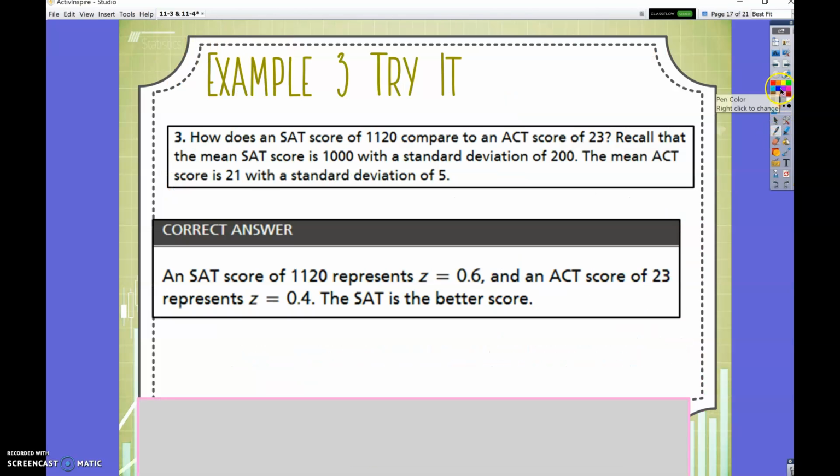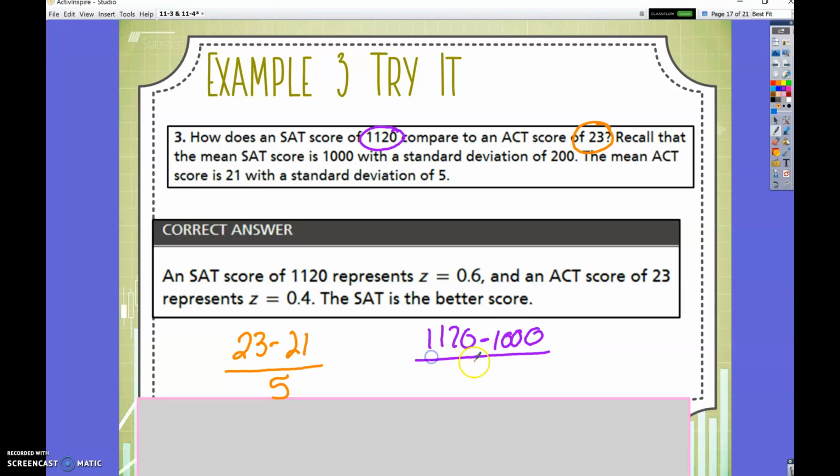On the try it, you'd use those same graphs. And again, you know the score of 23. You would take that score, the 23, minus the average of 21, and then divide by that standard deviation of 5, versus the person who got the score of 1120, subtracting the 1,000 over the standard deviation of 200. It appears that if we did this, our 1120 has a z-score of 0.6, and our 23 has a z-score of 0.4, so the person who did better would be our SAT score.